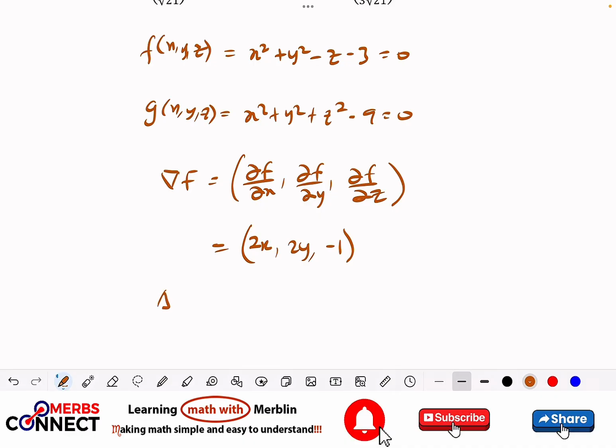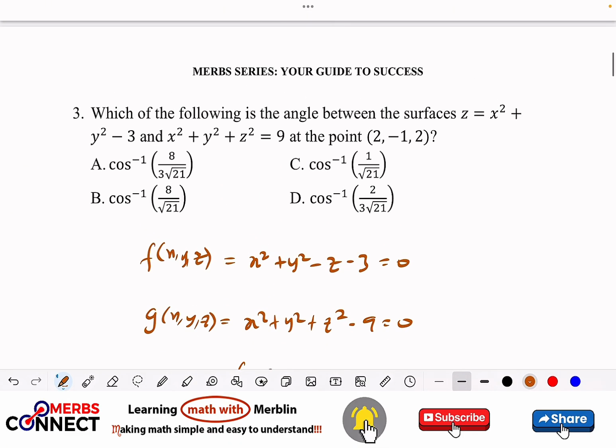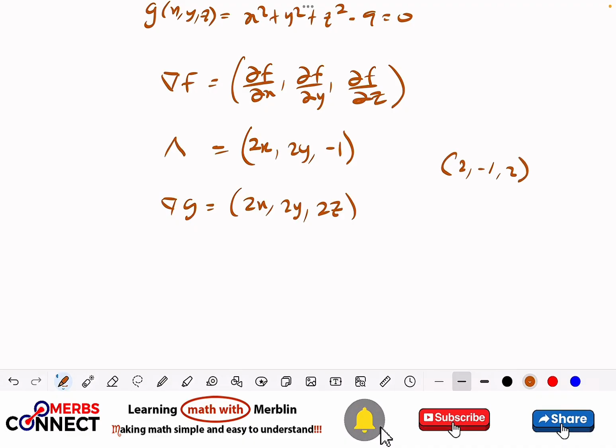Then let's go to grad of g. With respect to x, we are going to have 2x, y is going to be 2y, and z is going to be 2z. So this is what we are going to get. We have the point here, 2, minus 1, 2. So let's do substitution for this and see what we are going to get.